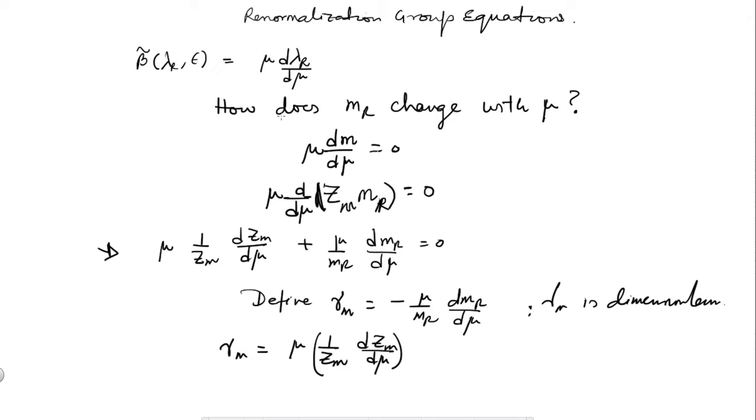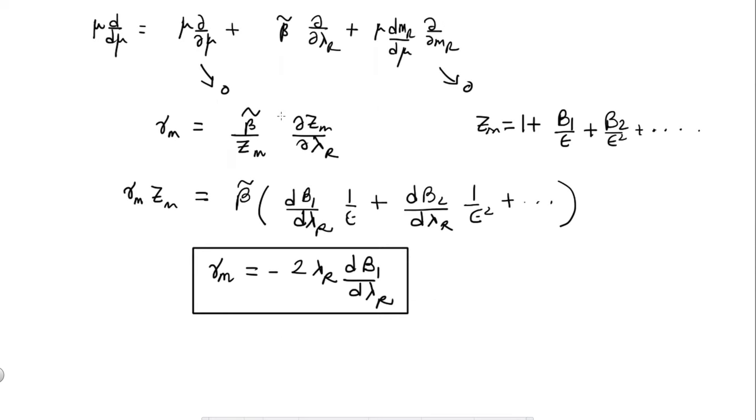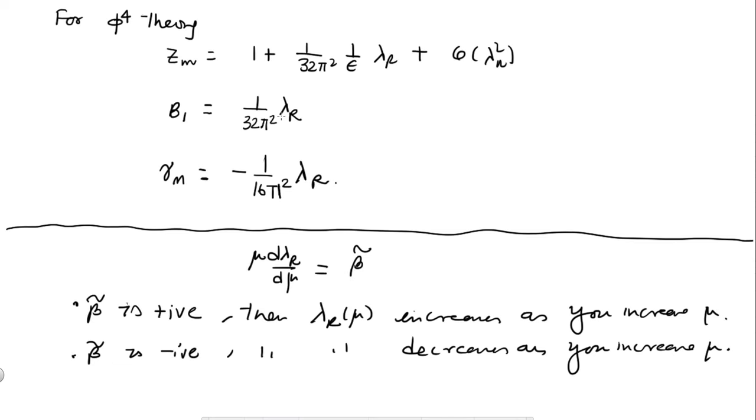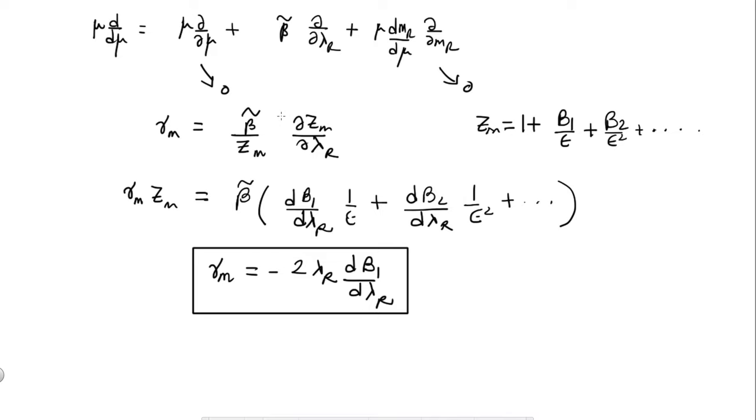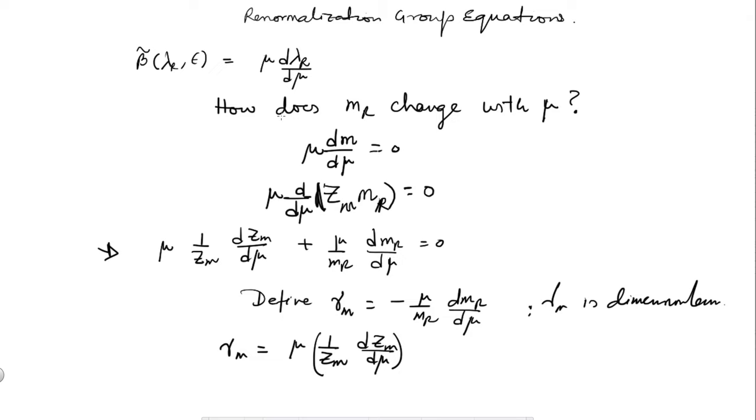It doesn't depend on what you are studying, which scattering process you are studying. That's independent of those objects, those observables. It's specified once you specify a theory. And then we also looked at this gamma m, which controls the evolution of the mass parameter. Here, gamma m is this object, which is just the derivative of m_r and some mu and m_r factors. And again, just like the beta function, this is also a universal function, meaning it is fixed once you fix the theory. It doesn't depend on what observables you are looking at.